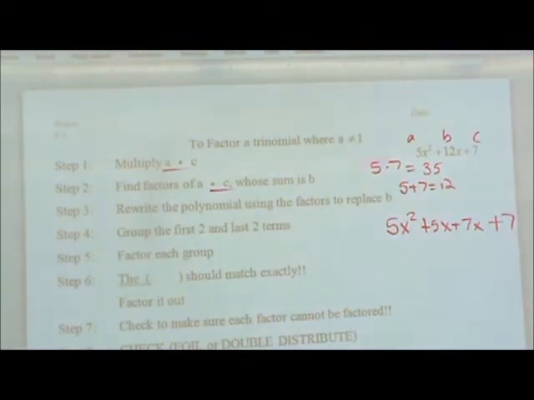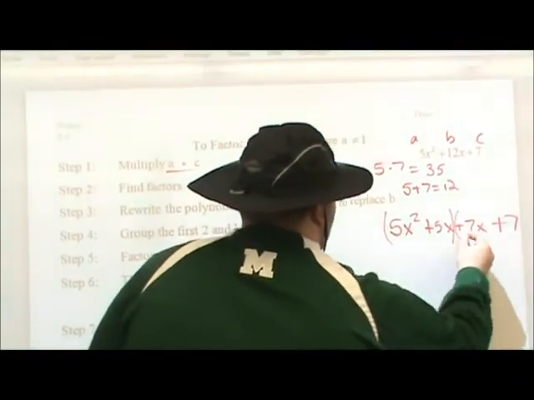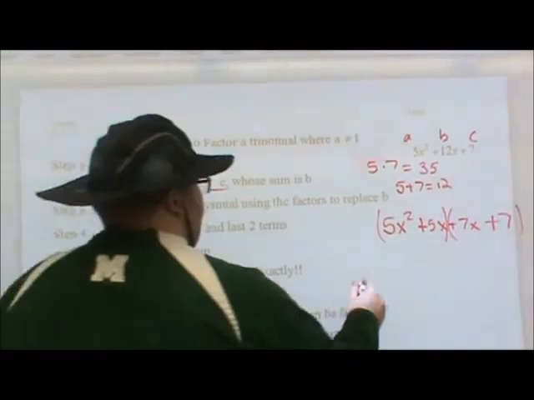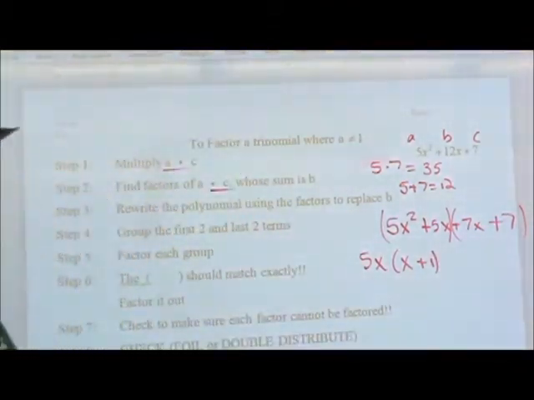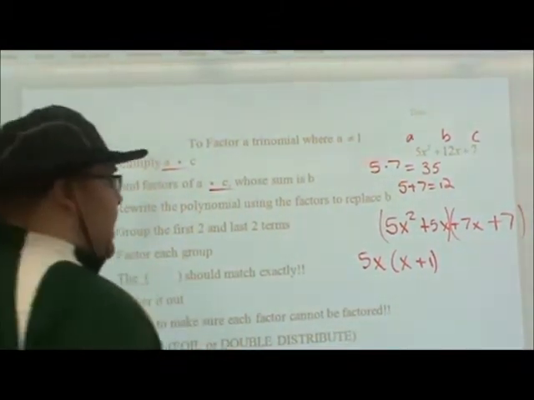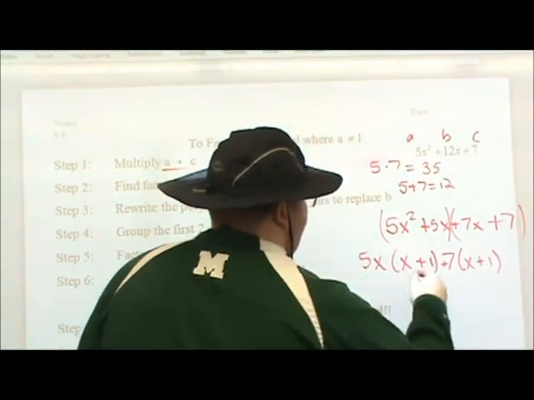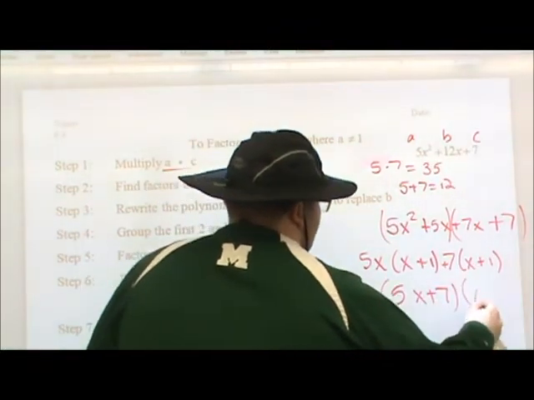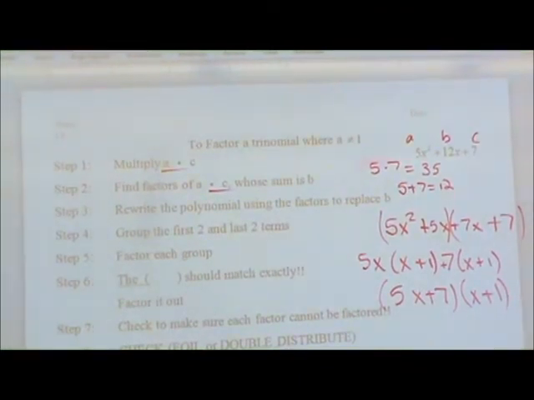Now that we have that, very similar to what we did last week, we'll look to do factor by grouping. So we're going to group the first two, group the last two, and do the same procedure we did the other day. Pull the GCF out, 5x, x plus 1. Pull the GCF out, 7, x plus 1. We got the matching parentheses, so we take what's in front, and we take x plus 1, and we have our answer that we think works.